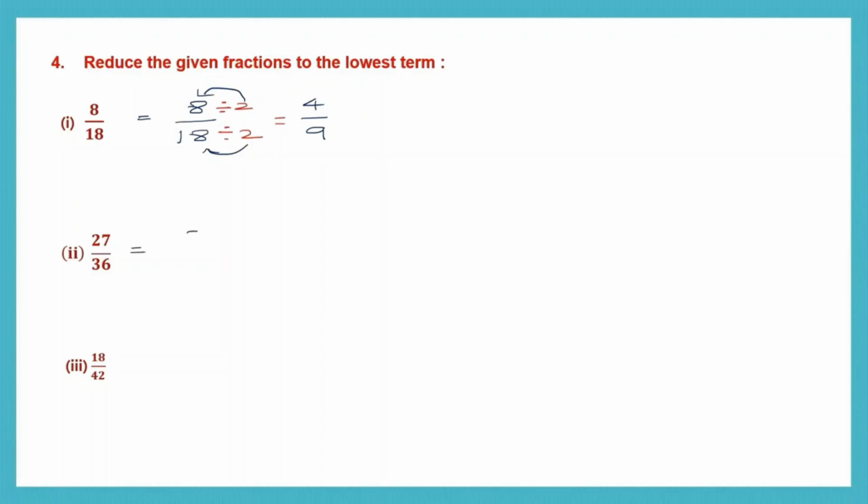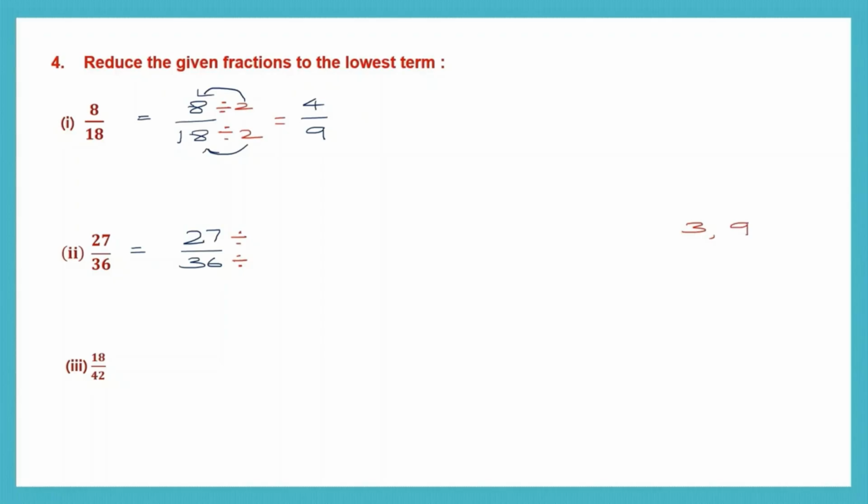So let's go to the second one, 27 by 36. Now again think of a number that can divide both. Now I can think of 3. 3 can divide both. Now think of another number. I can also think of 9. 9 can divide 27 and 36, isn't it? So 3 can divide 27 and 36. 9 also can divide 27 and 36.